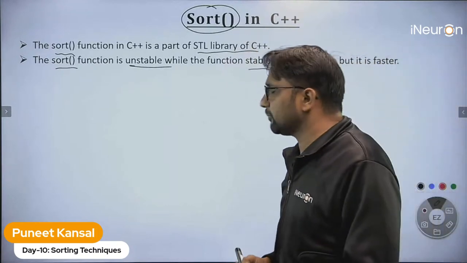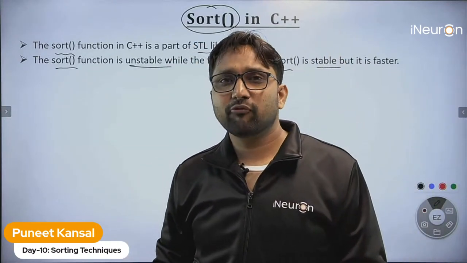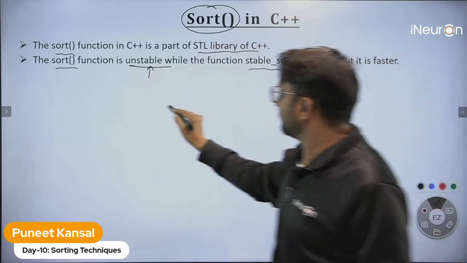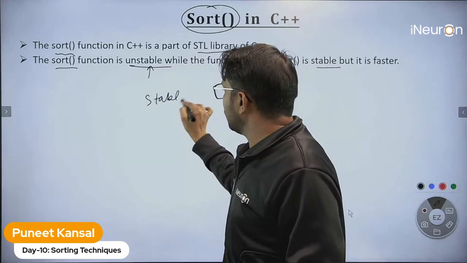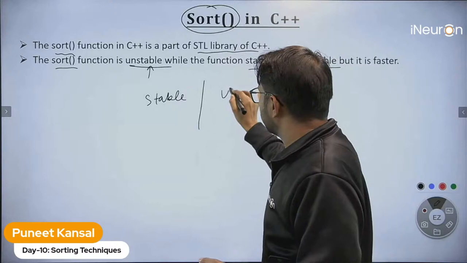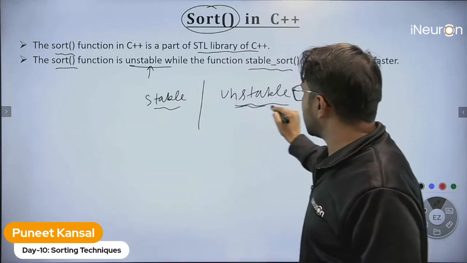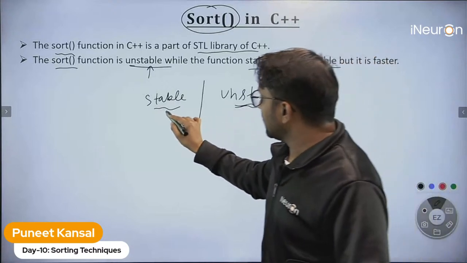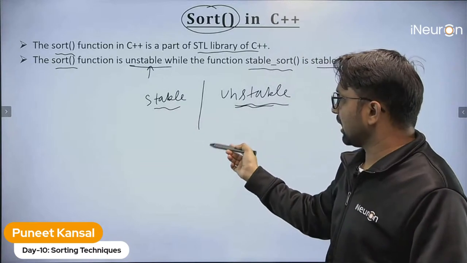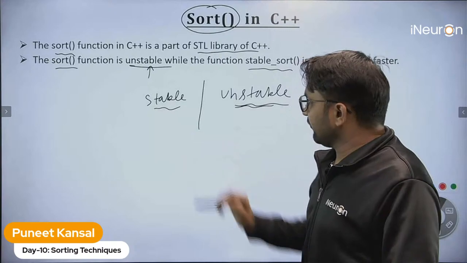Let me explain two more important terms. Let's talk about this thing only: stable and unstable sorts. Does anybody know what you mean by stable and unstable? If you know, you can write; otherwise, it's okay. Some algorithms are stable, some algorithms are unstable. What do you mean by this? I'm giving you the definition of stable and unstable.